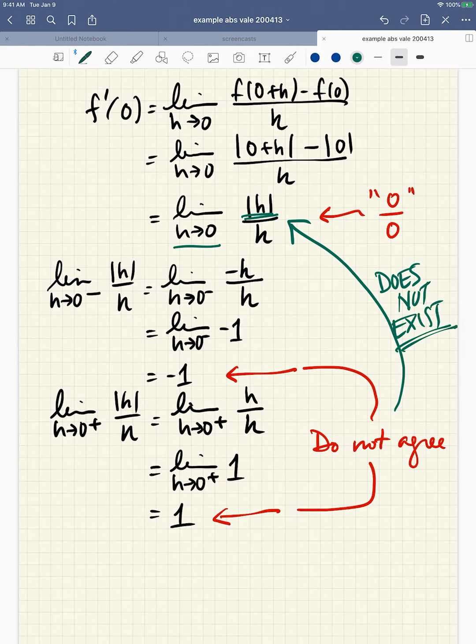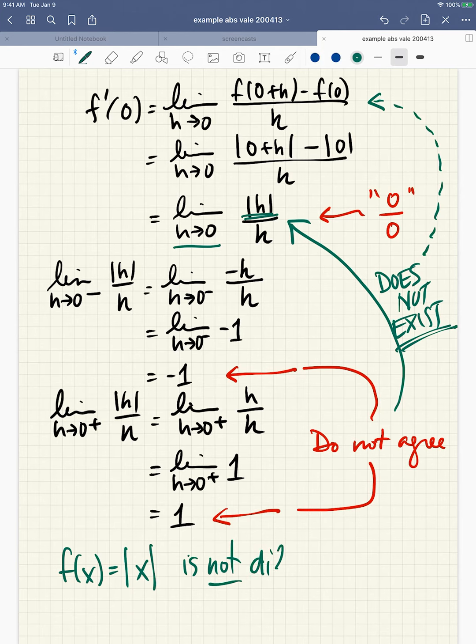Okay, and if that limit does not exist, that means the derivative here does not exist. So we conclude the absolute value function is not differentiable at x equals 0. All right, so there, we're done. You now have an example of a function that is not differentiable somewhere.